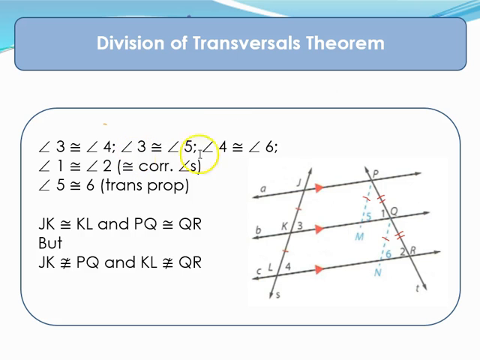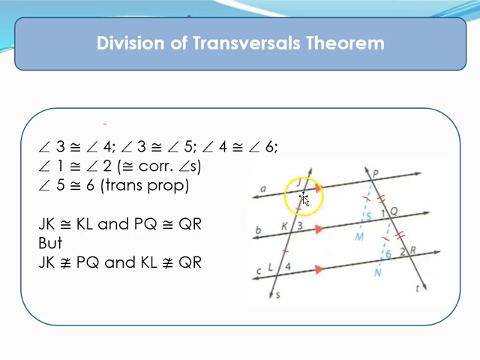A problem that most of you had difficulty with was the division of transversals theorem. If you take parallel lines and then you divide them by 2 transversals, there are a number of properties that result. But the first thing that I have to tell you is that these angles that you see, 3 and 1 and 4 and 2, are not congruent to each other. I say that again, not congruent.